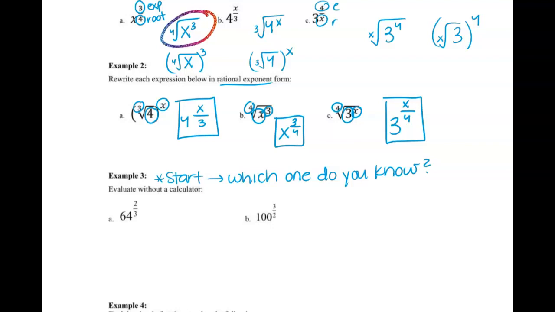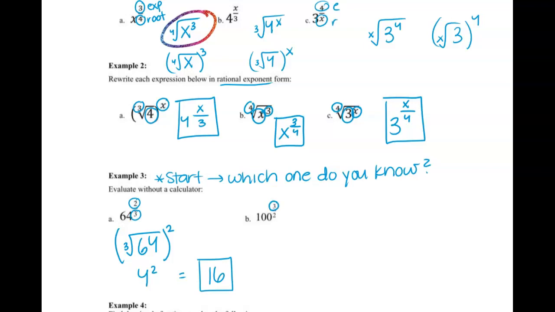So essentially, we have an exponent and a root, right? And 64 is our base. So 64 squared, I don't know what that is offhand, but I do know that 64 cube root is 4. So I'm going to write cubed root of 64 on the inside and the exponent on the outside. So this turns into 4 squared, which is 16.